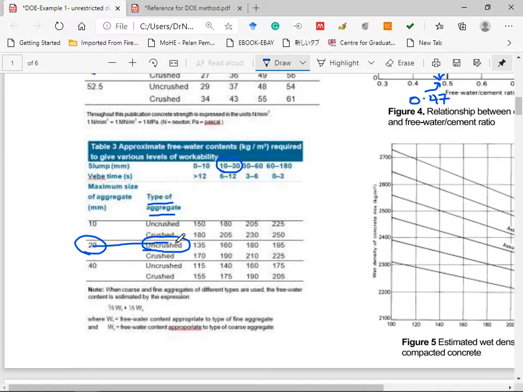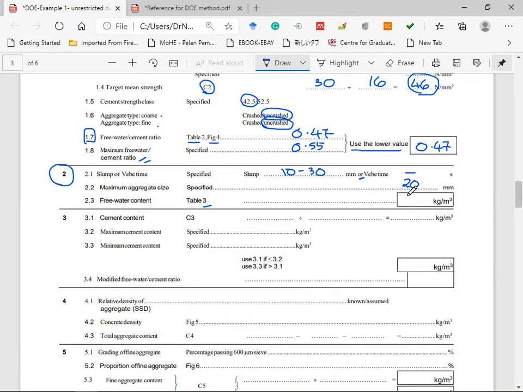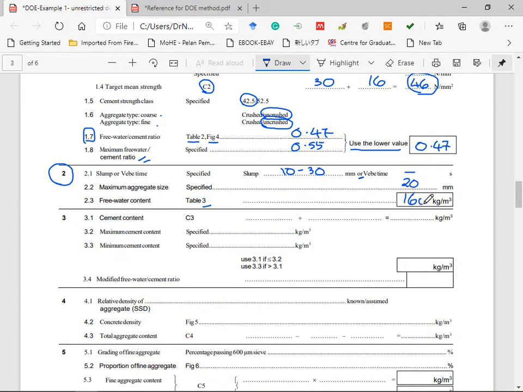So we bring this to the table, and the approximate free water content is around 160, in units of kilograms per cubic meter. Right here, 160. So this is the summary for Stage 2. Next is Stage 3, to determine the cement content. Cement content is from equation C3.